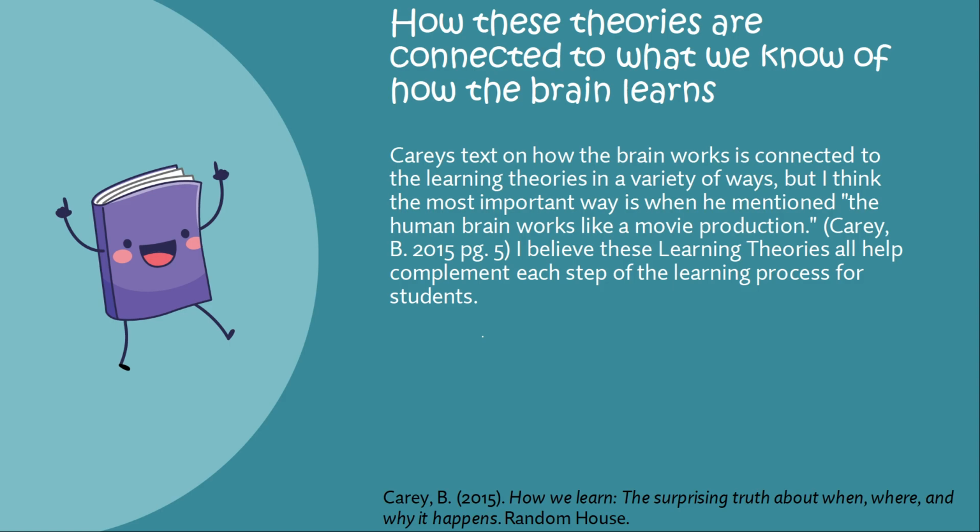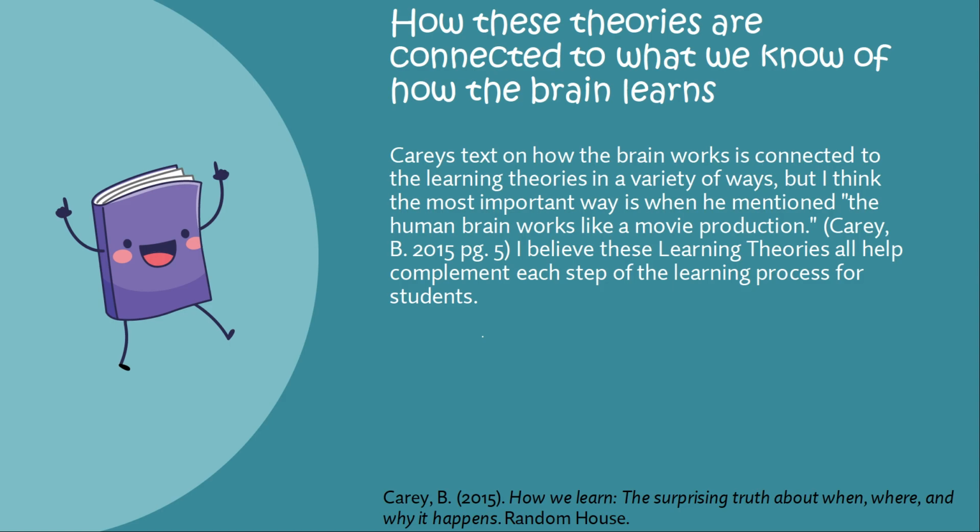The last thing we want to do is discuss how these theories are connected to what we know of how the brain learns. Carrie's text spoke on how the brain works is connected to learning theories in a variety of ways. But I think the most important part that Carrie mentioned about the human brain is that it works like a movie production. And this was from the Carrie text on page 5. And I believe these learning theories all help complement each step of the learning process for students.